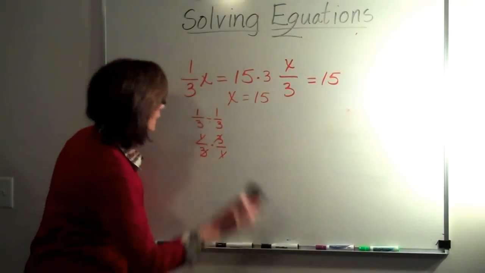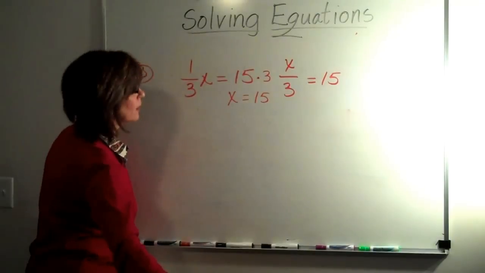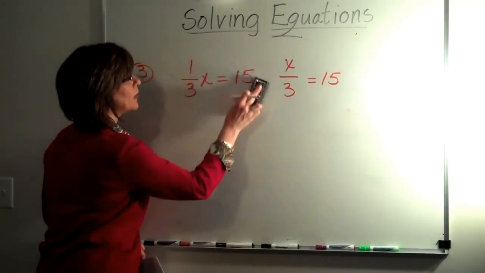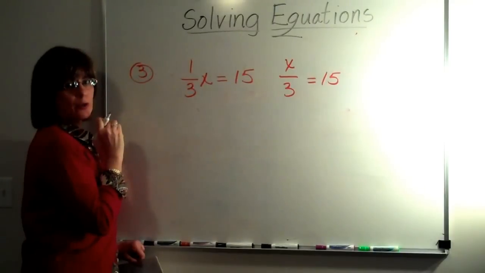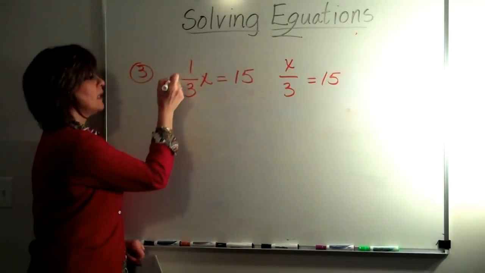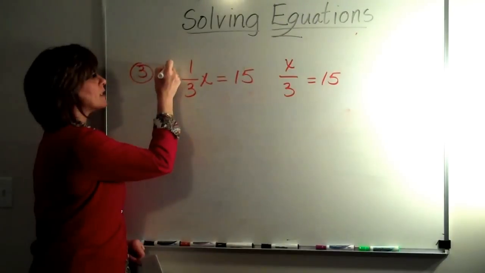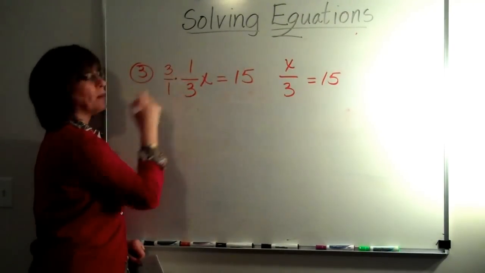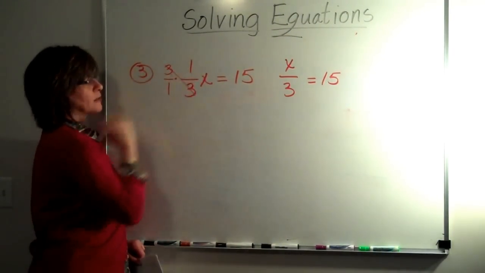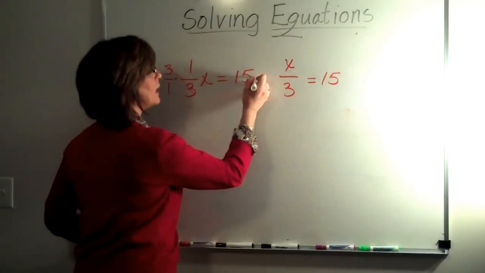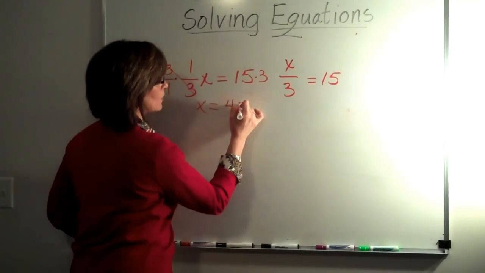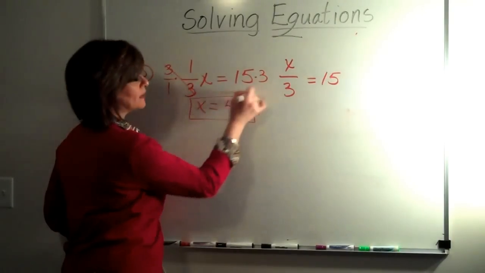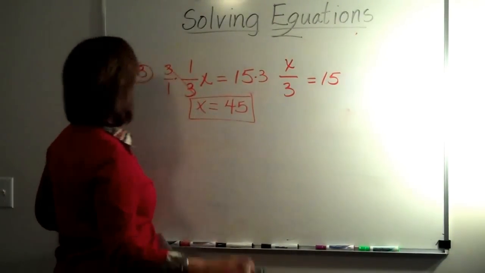So the shortcut here is that you don't have to write all that. When you see a problem like this, with a fraction and a variable, you know that you have to divide. When you divide by this fraction, it's the same as multiplying by its reciprocal. So I multiply this side by 3 over 1, and this side by 3 over 1, and I get x equals 45, which is what we got in the last problem.